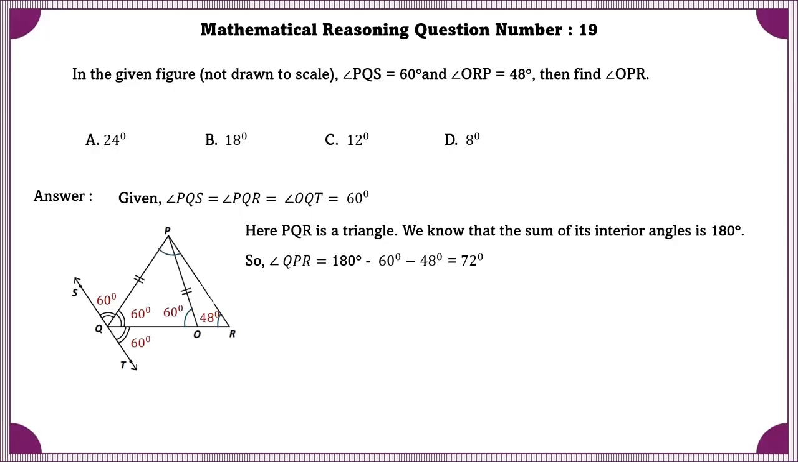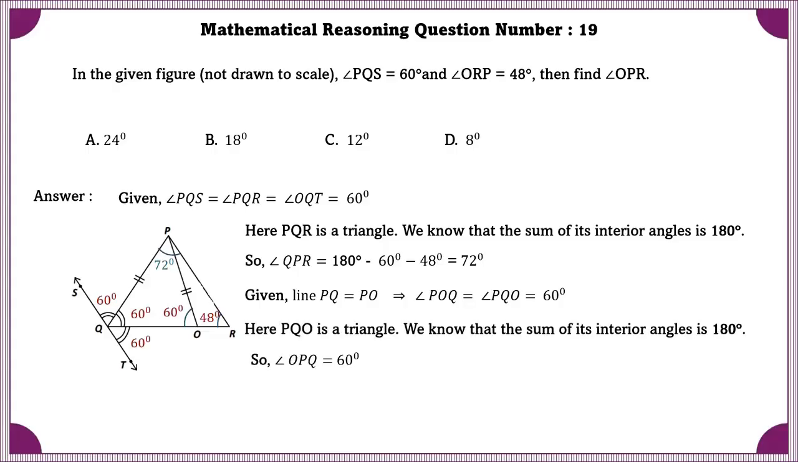Here PQR is a triangle. We know that the sum of the interior angles is 180 degrees. So angle QPR is equal to 180 degrees minus 60 degrees minus 48 degrees, which is equal to 72 degrees. Given line PQ is equal to line PO, that is angle POQ is equal to angle PQO, which is equal to 60 degrees. Here PQO is a triangle.